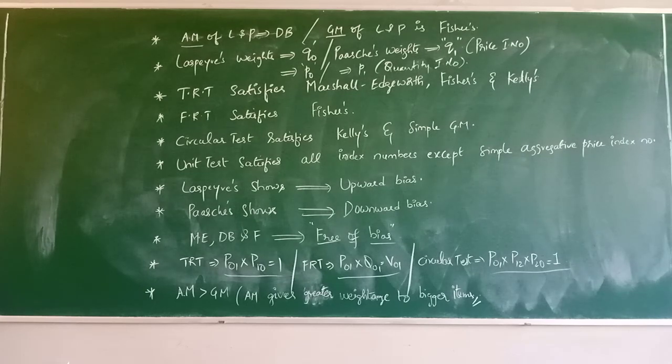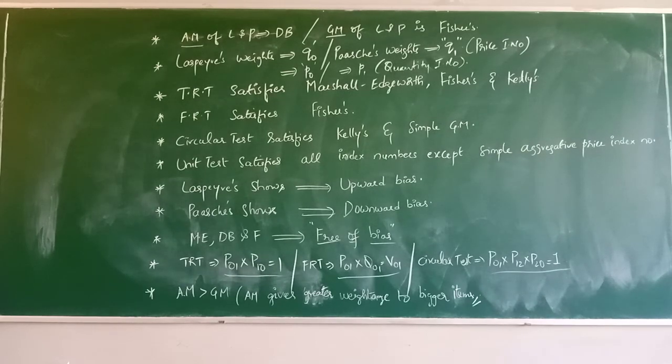But similarly Paasche shows downward bias, because you are using the current year quantities. So obviously the weightage will be lesser than it is needed. That's why it is downward bias. See, as I said, TRT and FRT satisfy all those. But one more thing, Laspeyres and Paasche: Laspeyres shows upward and Paasche shows downward bias.